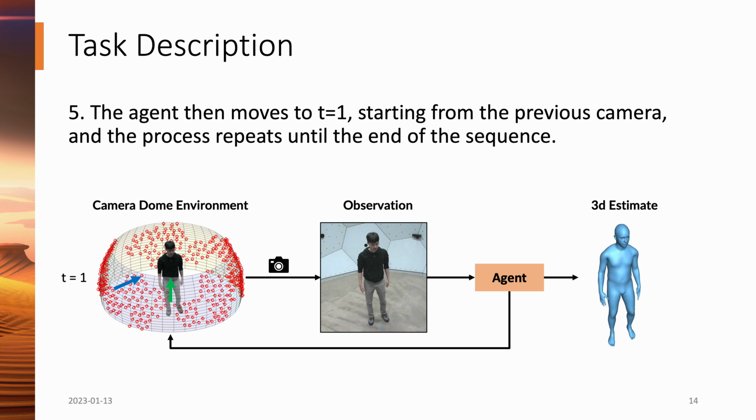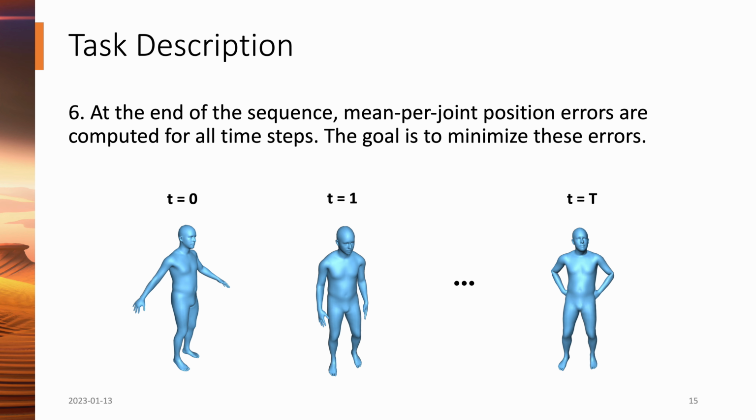After each time step is reconstructed, the environment progresses to the next time step, t = 1, and the previous steps are repeated again until the entire video is processed. At the end of the sequence, the agent has produced 3D estimates for each time step. The goal of active human pose estimation is to minimize the mean per joint 3D reconstruction error across the entire sequence.